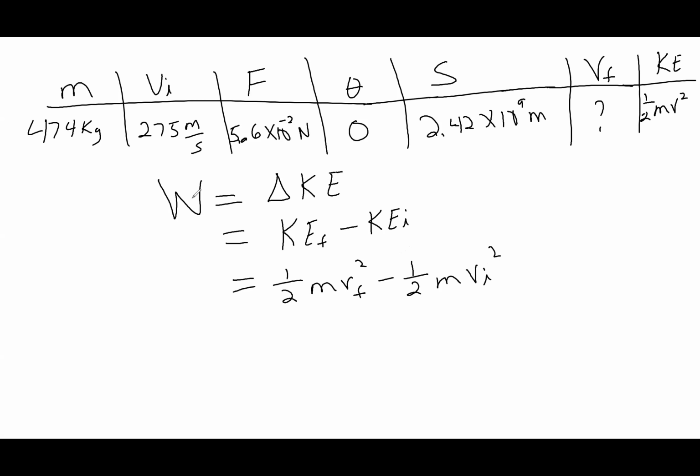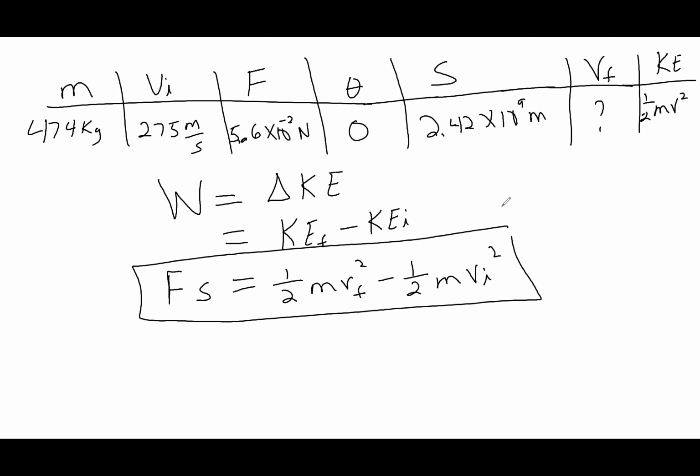Then how do we define work? Because it's parallel, theta is 0, then I just have what? Force times what? Distance. So look, force is given, distance is given, mass is given, the initial speed is given. So all I need to do is take this equation and isolate the final.